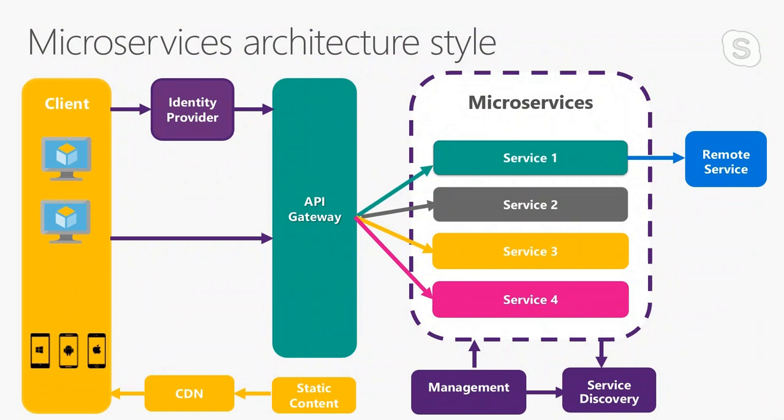For example, we start from the clients that communicate with the API gateway, which serves as a client endpoint. We'll talk about that after. And we have the identity provider that manages the identity information. It's related to authentication within a distributed network. The API gateway communicates with our services. Here we have four services, for example. And we find service discovery, management, and static content, like pages and CDN.